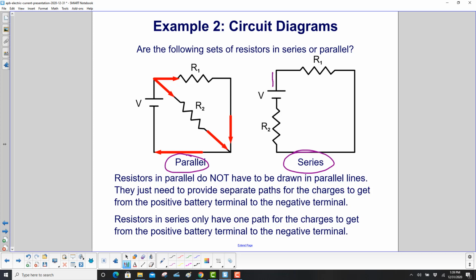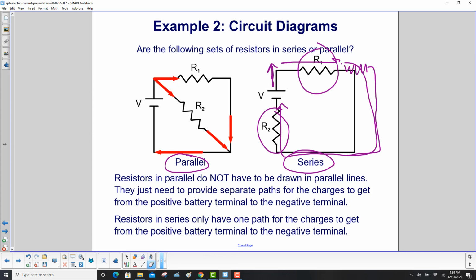You have charges leaving the battery here, positive charges, and they want to get back to the negative terminal. So they go through this resistor and then through this one. So they have no choice. They have to go through both resistors. They didn't actually have to be drawn right next to each other, did they? No, we had one over here, one on top. That's okay. So let me just, so we can see that a little better.